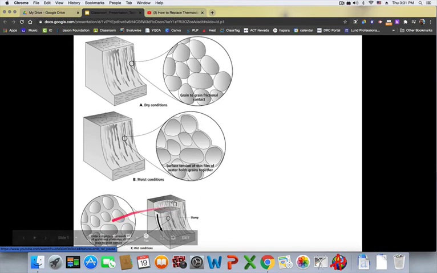But if the water completely surrounds the grains, then there's no friction to hold those grains in place, and we get those slumps or the mudslides or the avalanches or the landslides, rock falls that happen at that point. So water is a huge trigger for making these mass movements happen.